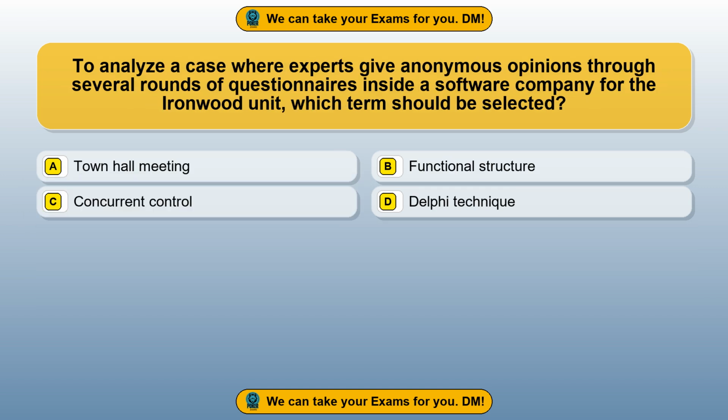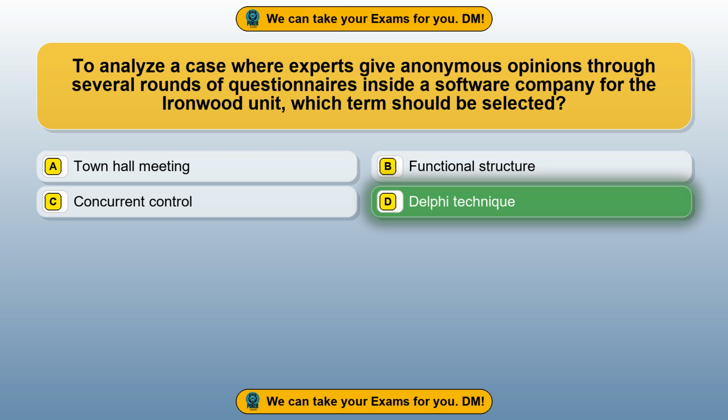Question 19. To analyze a case where experts give anonymous opinions through several rounds of questionnaires inside a software company for the Ironwood unit, which term should be selected? Option A, town hall meeting. Option B, functional structure. Option C, concurrent control. Option D, Delphi technique. The correct answer is option D, Delphi technique.